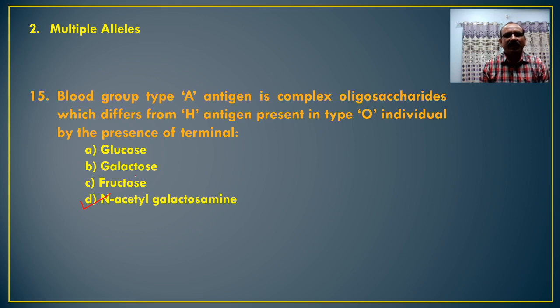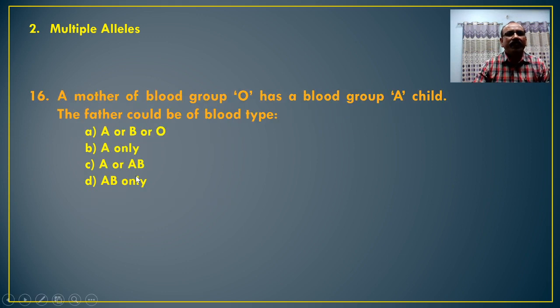That is the presence of N-acetyl galactosamine. Here a mother of blood group O has a blood group A child, meaning the blood group of the mother is O and that of the child is A. The father could be of the blood group type.